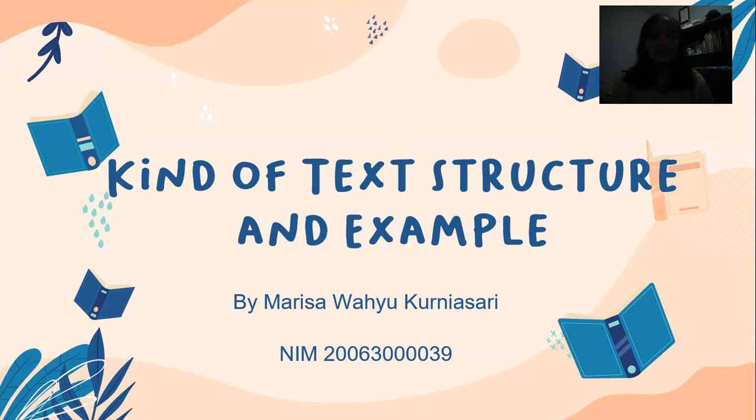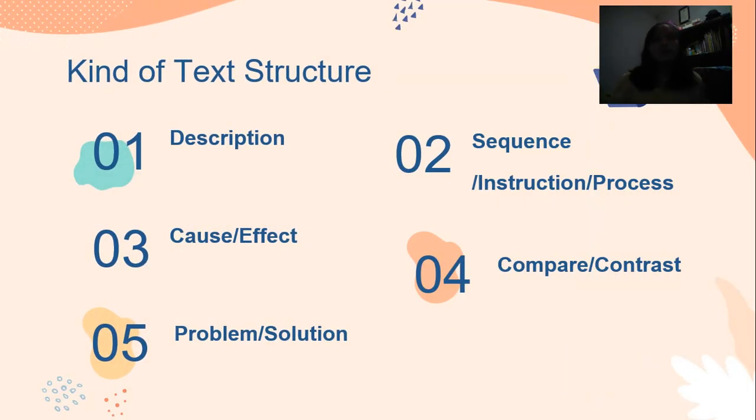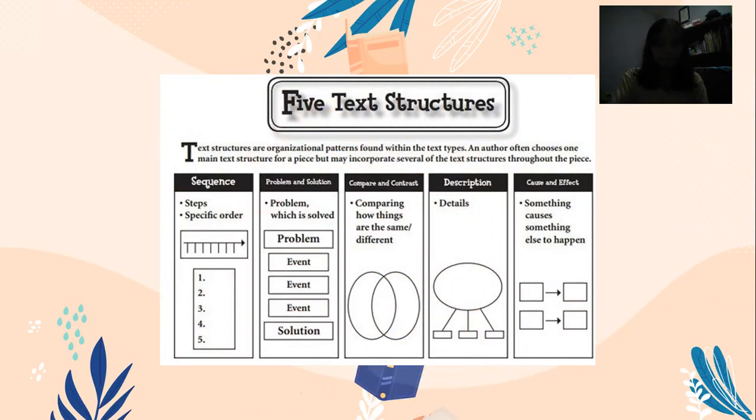of the text structure. There are 5 of text structure. 1. Description text. 2. Sequence or instruction or process text. 3. Cause or effect text. 4. Compare or contrast text. And then 5. Problem and solution text. This is table of differences from each text structure.